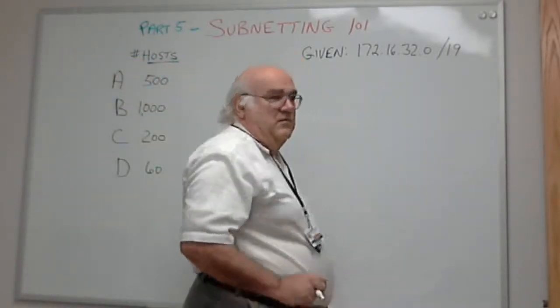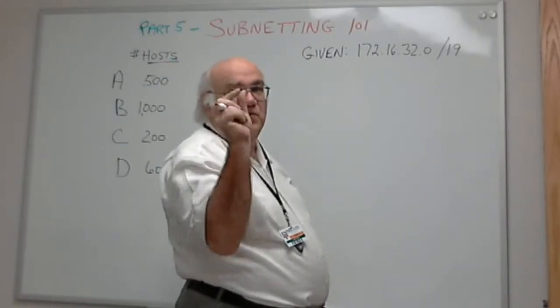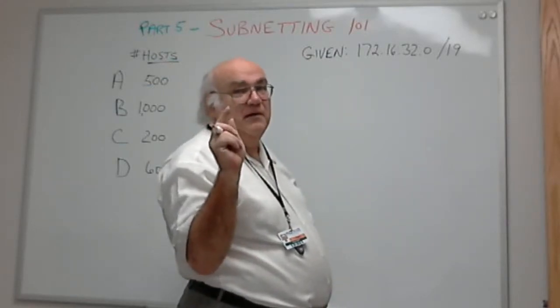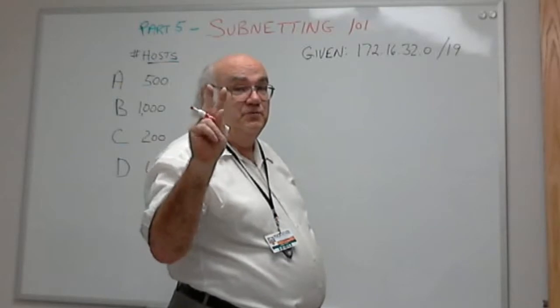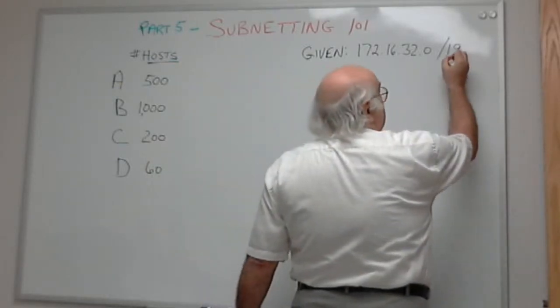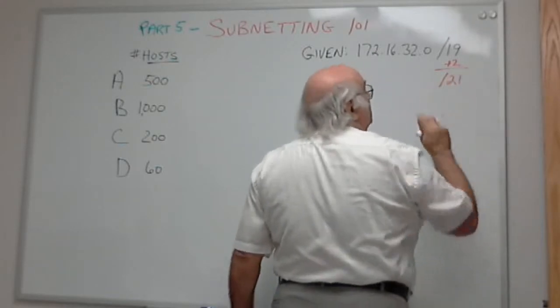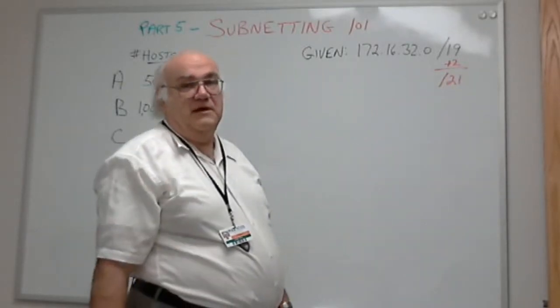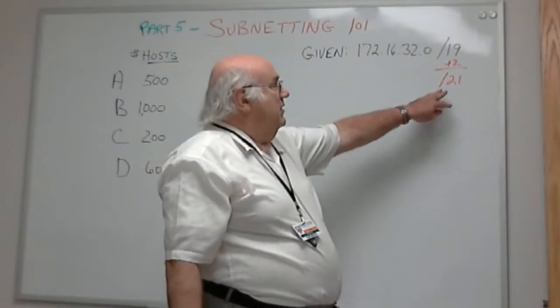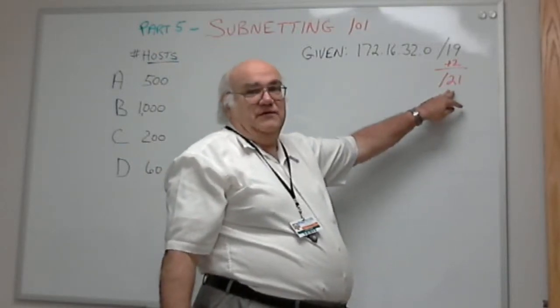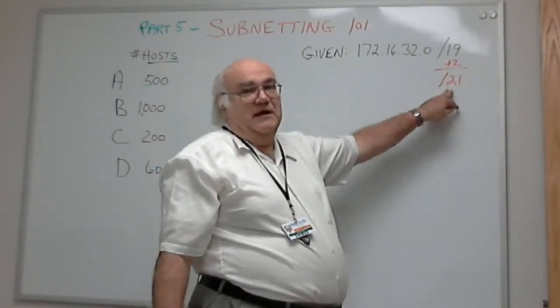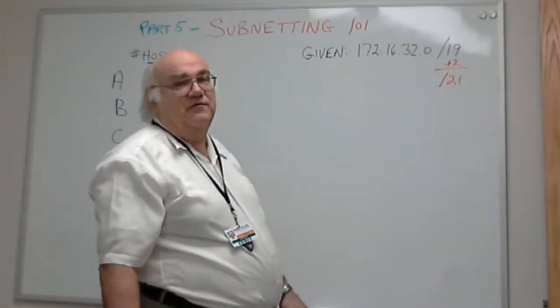To get 4 networks on my chart, I come over to the 4, I notice that's 2 to the second power. That means I have to steal 2 bits. So if I add 2 bits to this prefix, I come up with /21. That's my prefix. That's my network size. If that's my network size, how many bits do I have left over for hosts?